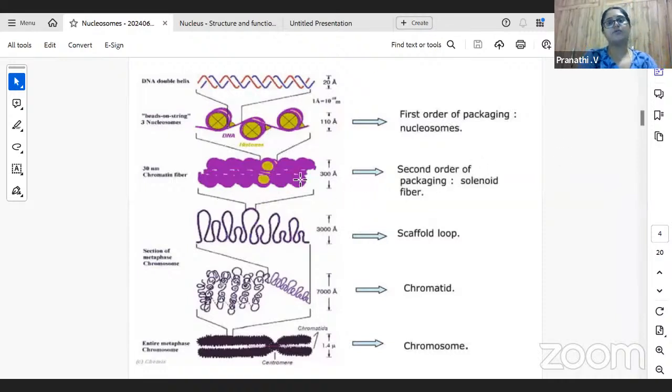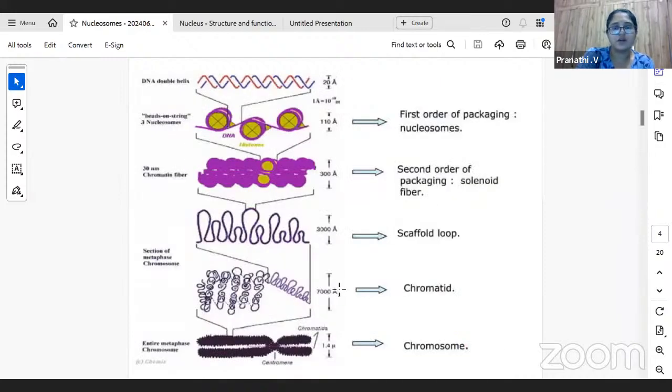And the second order of packaging is into the solenoid type. This is around 300 angstroms. And this solenoid is present in a loop form again. Each solenoid will form different loops. This is around 3000 angstroms, or it forms a scaffold loop. And this is again condensed into a chromatid, which is present in the chromosomes.